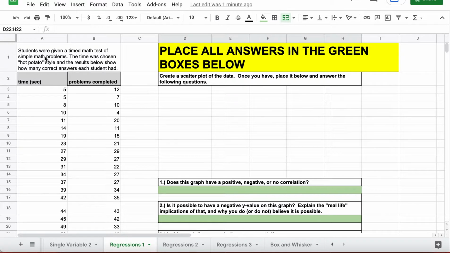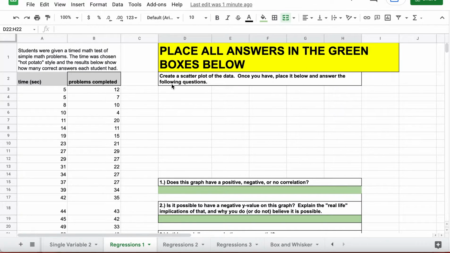So the first thing you want to do is synthesize, what does that mean? So basically what this one is saying is that students were given a specific amount of time, and we're just graphing how many problems they got right. For example, this student was given 8 seconds, and they completed 10 problems in those 8 seconds. This student was given 42 seconds and completed 35 problems.